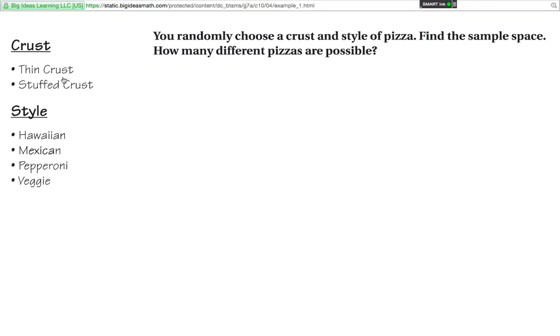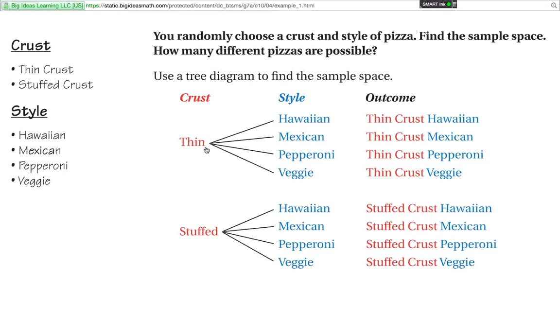So we have 2 crusts, thin and stuffed, and then we have 4 different styles of pizza: Hawaiian, Mexican, pepperoni, and veggie. Using a tree diagram, we can actually represent this. First, we're going to start with thin crust. These are thin crust pizzas. We can start with a thin Hawaiian. That's one style. A thin Mexican, thin pepperoni, and thin veggie.